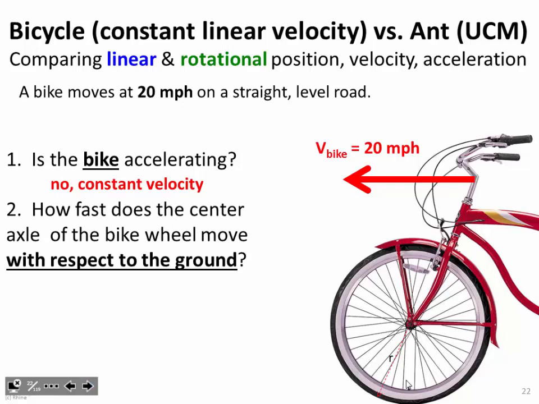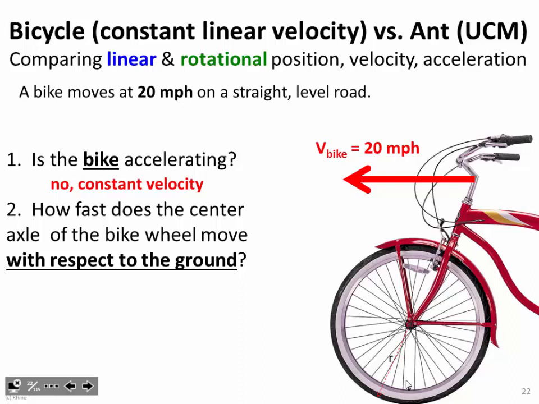How fast is the center axle of the bike moving with respect to the ground? By the way, with respect to the ground gets into relative frames of reference, all right? With respect to the ground means that you guys who are sitting on the ground as an audience are part of the ground, attached to the ground. That would be your perspective as this bike drove by.